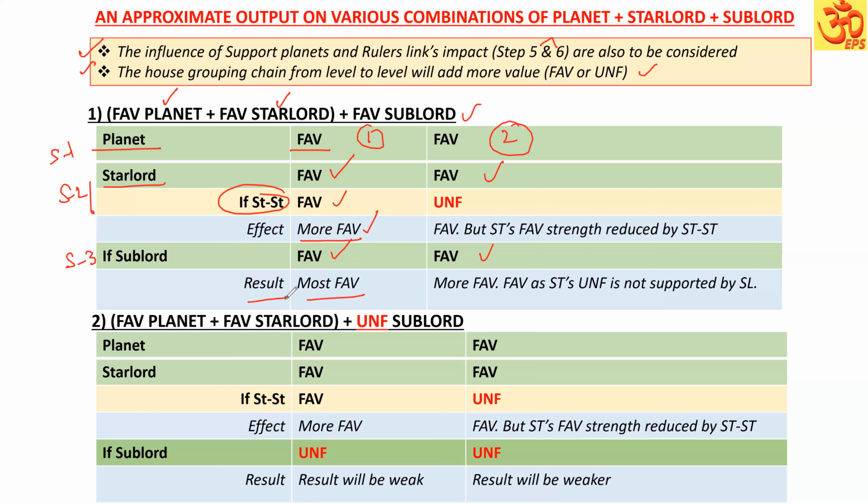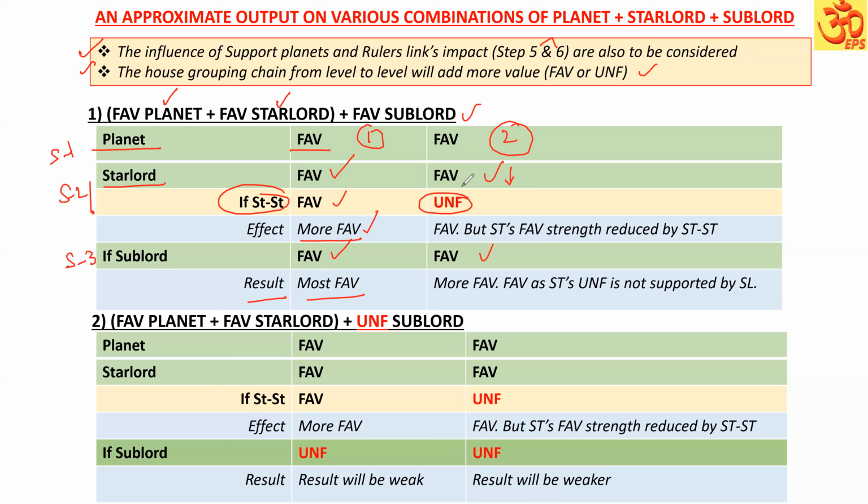That is the result. In case, instead of the sublord being favorable, if it is unfavorable, what is going to happen? The star lord's favorable strength is getting reduced by the sublord. So when compared to this, definitely the star lord is losing some strength because the sublord is not supporting the favorable. So it is also favorable only. Even if it is reduced, it is still favorable because this is favorable and this is also favorable.